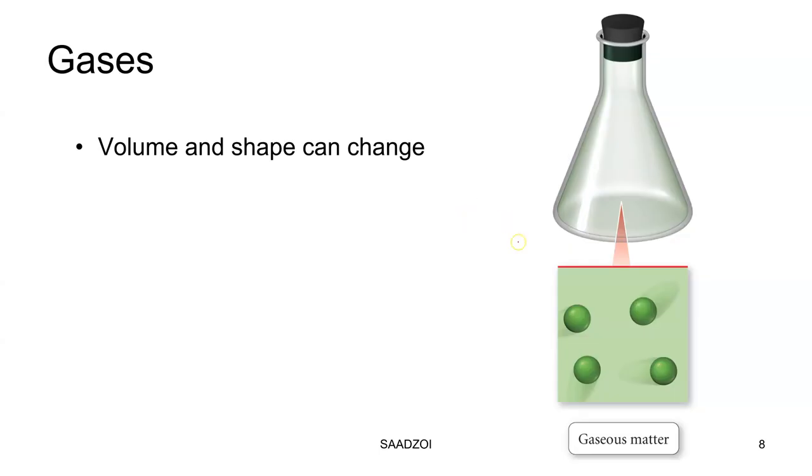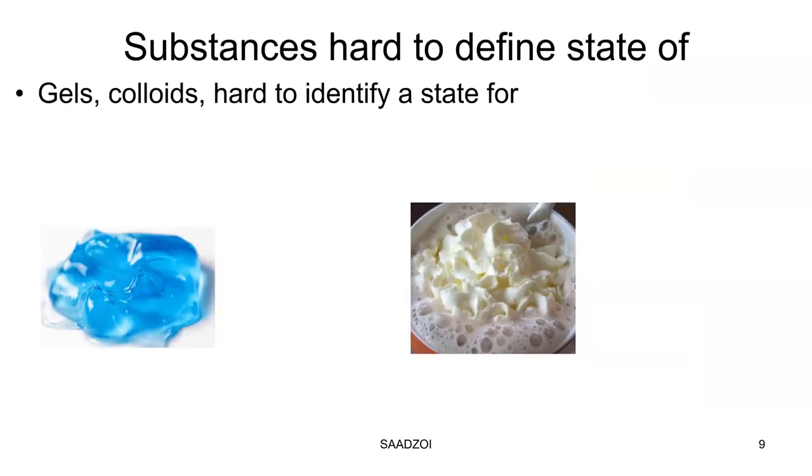Gases, volume and shape can change. Look how much distance between the particles. This is the fastest moving of the three states of matter. It also has the most distance between the particles. And because of that, it can take the shape of whatever you put it in, and its volume is whatever you put in. So if I put it in a 2-liter can, that's its volume, 2 liters. If I put it in a 1-liter can, that's its volume, 1 liter. So the volume is basically based on wherever you put that gas.